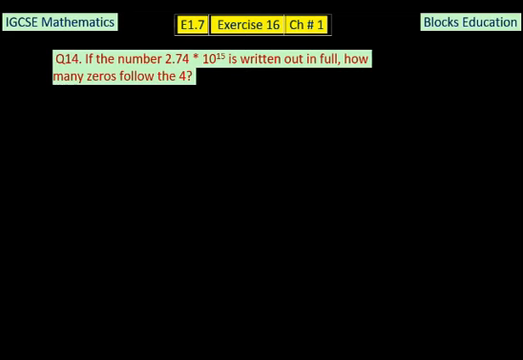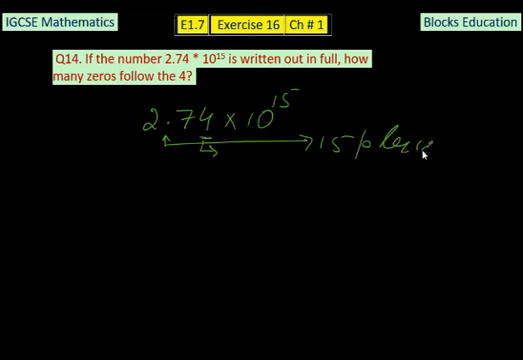Okay, so in question number 14, it says if the number 2.74 times 10 raised to power 15 is written out in full, how many zeros follow the 4? So the number is 2.74 times 10 raised to power 15, and it asks how many zeros follow the 4. It means how many zeros will be there after 4. We know that it is going to multiply with the 15. It means that this decimal will move 15 places toward the right.